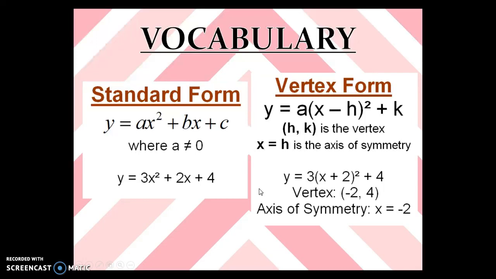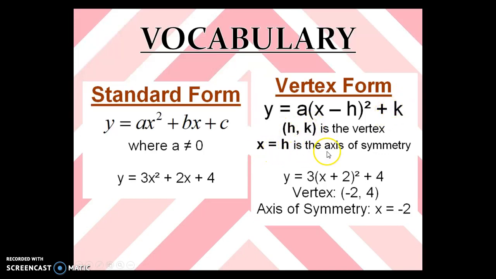Okay, so standard form, y equals ax squared plus bx plus c. And vertex form, this is what we're looking at today, vertex form. So pay very close attention. y equals a(x minus h) squared plus k. So (h, k) is the vertex. Okay, notice there's already a negative here, so it's always going to be the opposite of what h is, the x coordinate, and then k is just going to be whatever the y coordinate is.